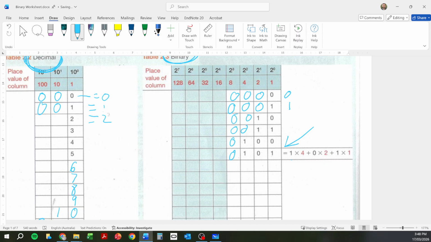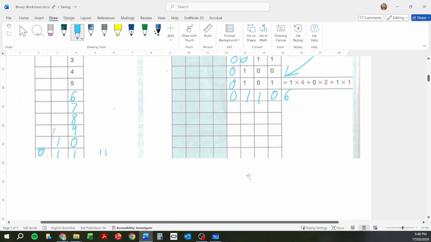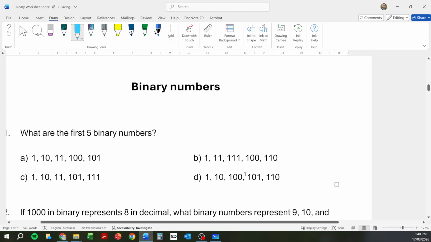Now the next one's going to be 6, so you have to work out what of these numbers can I use to add up to 6. Well, it's pretty obvious, isn't it? It's the 4 and the 2. And everything else will be zeros. That is how to do that one.